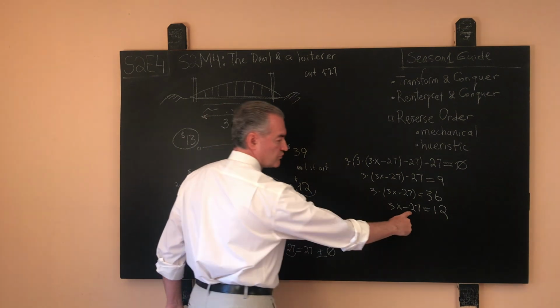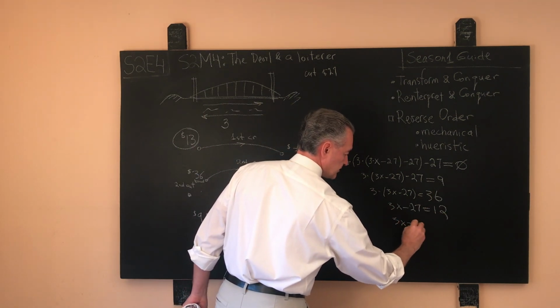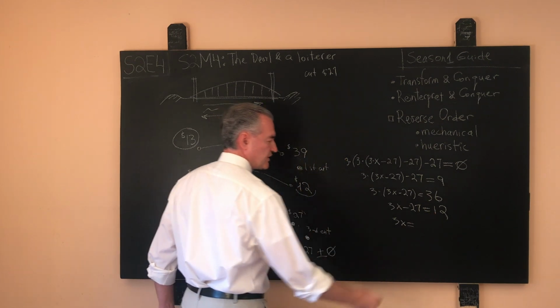Again, we move 27 to the other side here. We get 3 times x equals what? 12 plus 27, 39.